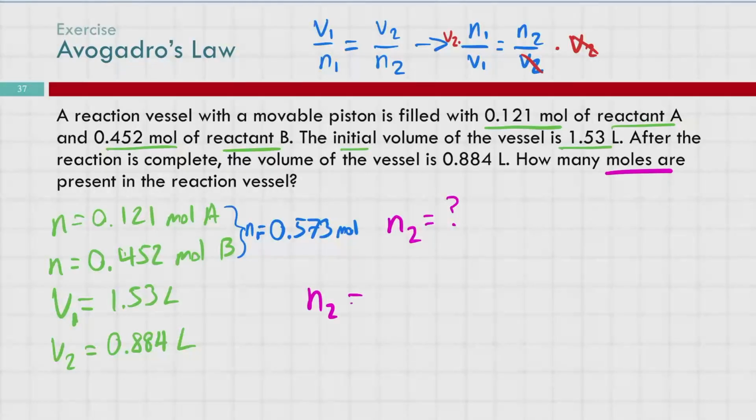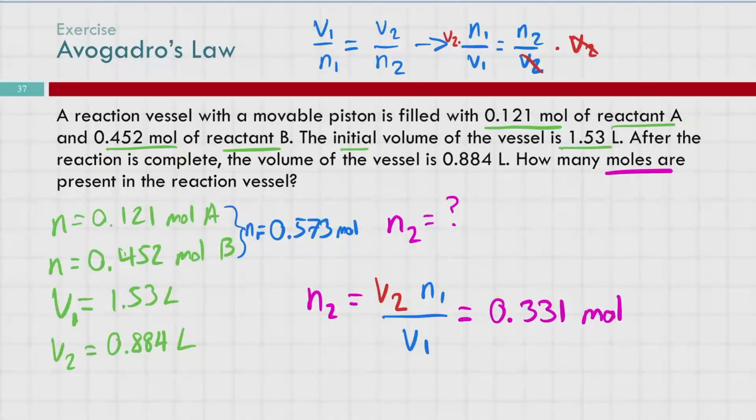And now we can multiply by V2 on both sides to move V2 from the right side to the left side. And we get N2 equals V2 N1 over V1. And now we've got N on the top. So we're going to end up with units of N and a volume on the top, a volume on the bottom. Those should cancel out. So 0.884 times 0.573 divided by 1.53. Our number of moles is 0.331 moles.